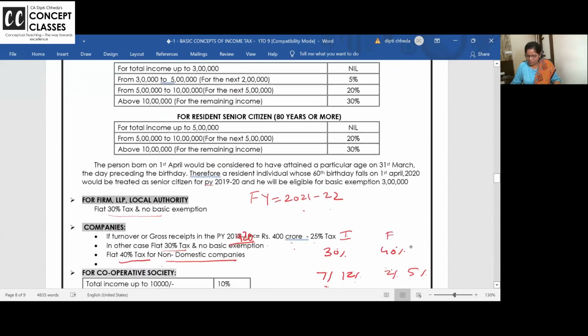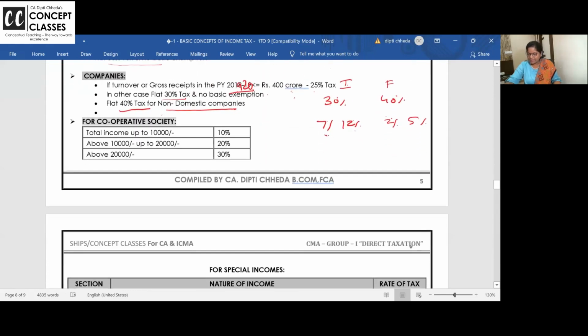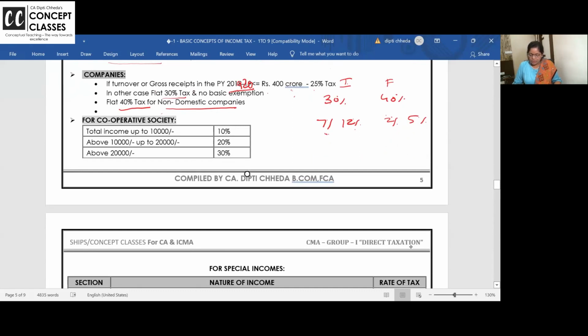Cooperative society problems are hardly asked, but okay, the tax rate should be known. Total income up to 10,000. You all know what is a cooperative society? Like we all are staying in cooperative housing societies, or cooperative banks are there in the form of society. The name itself says cooperative societies are formed for the common benefit of all the members. Cooperate, all the members, and let us bring the best income to the firm.